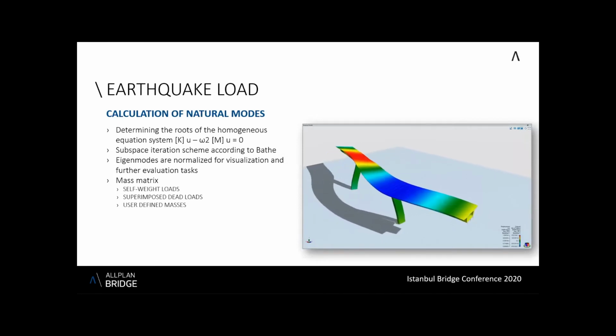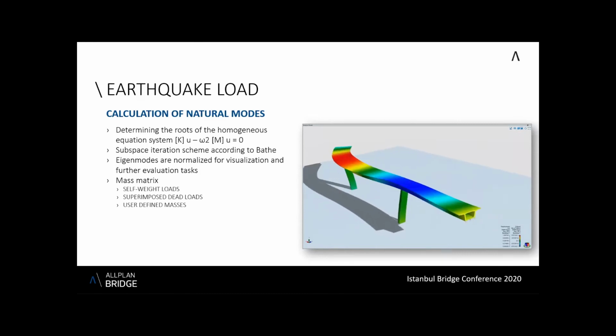The natural modes of the structure are calculated on the undamped system by determining the roots of the homogeneous equation system. A subspace iteration scheme according to above is used to find the eigenvalues of this equation system, and thus the natural frequencies omega and relevant displacement directions for computing the mode shapes. The eigenmodes are normalized to a maximum displacement value of 1. They are saved to the database in order to allow for visualization and further evaluation tasks.